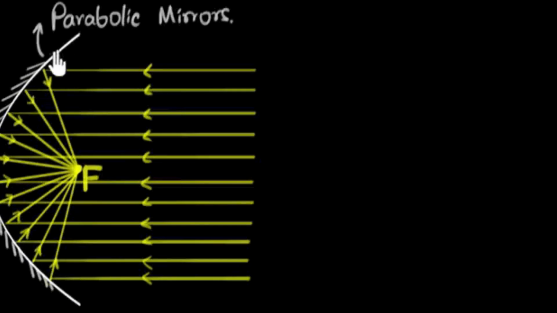You can make it a big part of a parabola, or you can make it a small part of a parabola, but it has to be a part of a parabola. And by the way, we are seeing a concave mirror here, but the same thing applies even for convex mirrors.